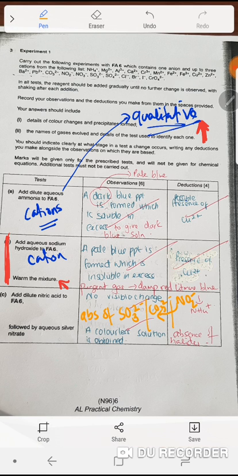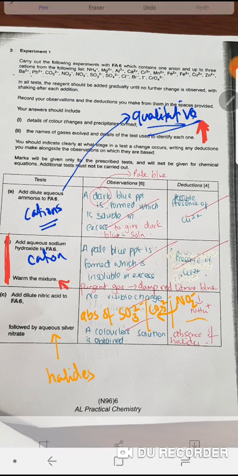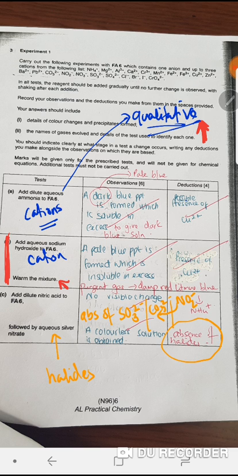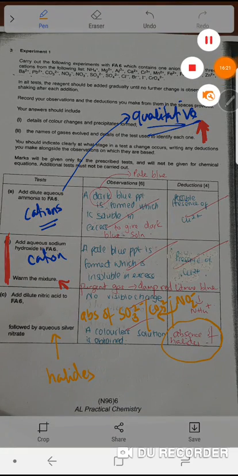Followed by silver nitrate. Now, silver nitrate is testing for halides. So that was fair enough. A colorless solution, absence of halide, you have not written. Right? So this is important. Otherwise, your salt analysis is not so good.